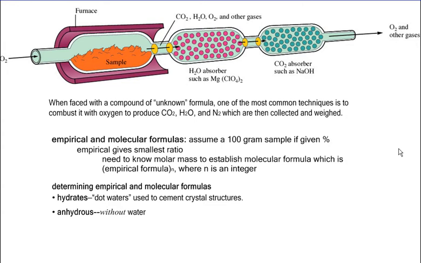If we know through spectral analysis the molar mass of the entire compound, we can divide it by the empirical mass, so the molar mass of the empirical formula, which will give us a relative, or should give us a whole number, that we can multiply the entire empirical formula by to determine its molecular formula.